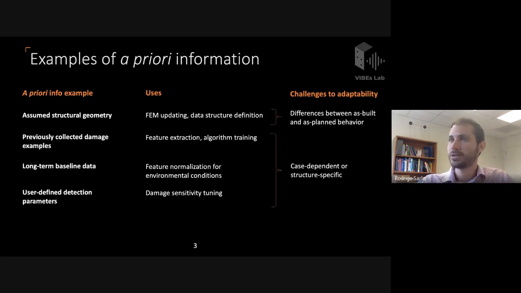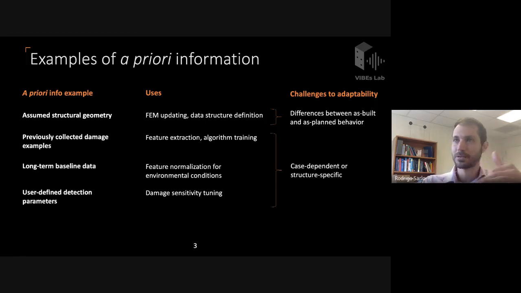One challenge, stemming from this assumed structural geometry, is that in the end you end up having differences between the as-built and as-planned behavior. So if your models are not reflective of the as-built conditions, or maybe the as-built evolution of a structure, you can have some discrepancies between what you expect and what is actually happening.